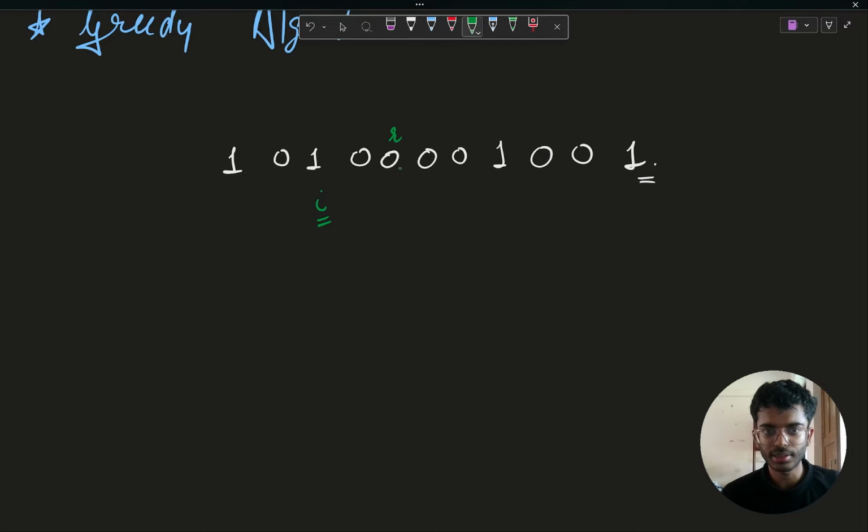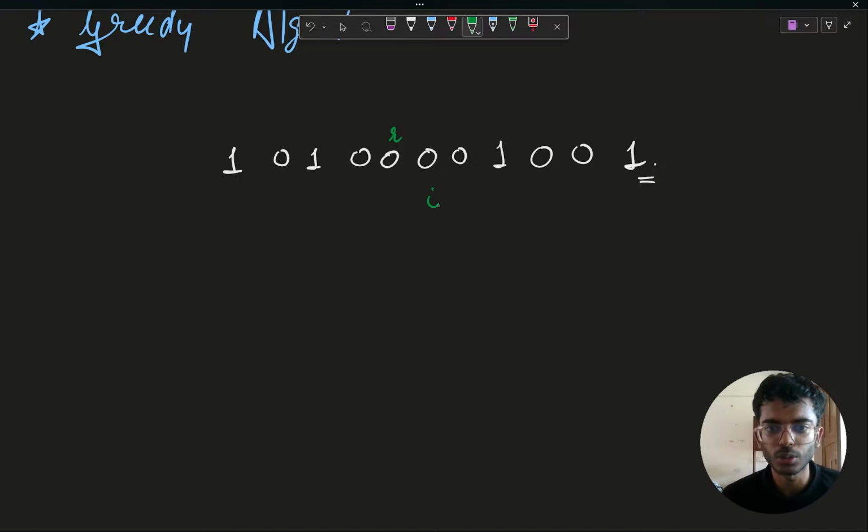Up till this index, we don't care much. We will keep iterating. Up till here also the string is good. We are good to go. Up till here, the string is not good, but do we have any buffer ones? We don't have, right? We will go over here.